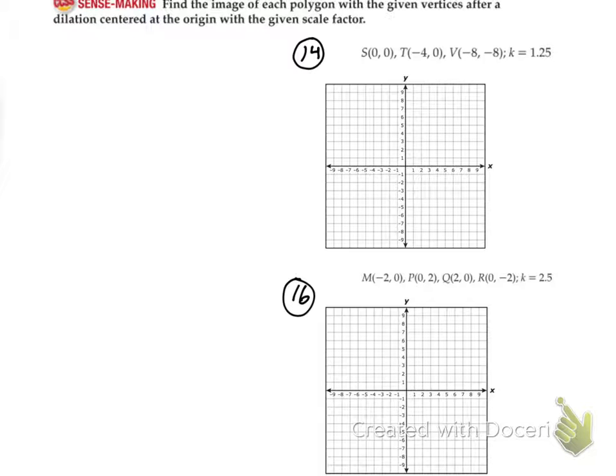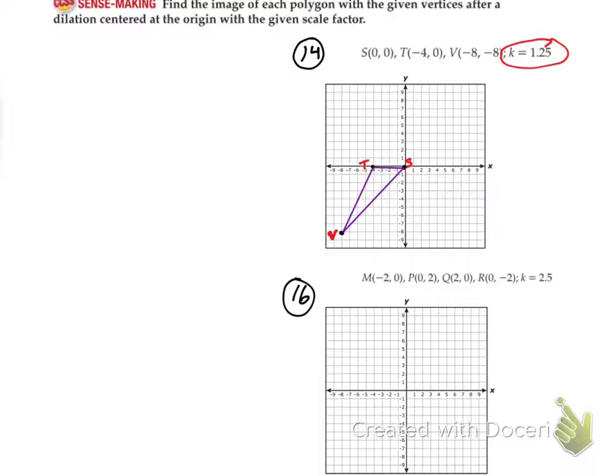All right, so it says find the image of each polygon with the given vertices after a dilation centered at the origin with the given scale factor. So we have the pre-image. Now we need to find the image. So I'm going to plot the points. After I plotted my points and I get my figure, then I go to the scale factor, K here. It's 1.25. So since it's above 1, it's going to get bigger.